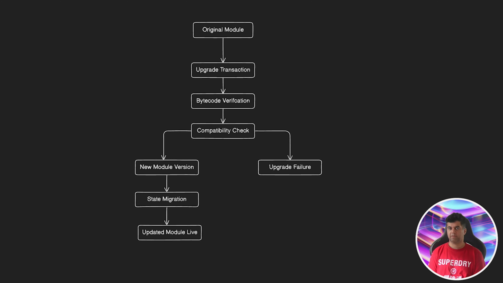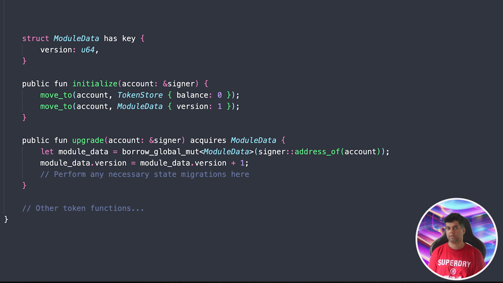First off, Aptos performs a compatibility check. It ensures that your new module version doesn't break existing data structures or remove public functions that other modules might be relying on. This is crucial for maintaining the integrity of the blockchain state. Let's look at an example of how you might structure an upgradable contract. The structure allows for future upgrades while maintaining backward compatibility. The module data resource keeps track of the current version, which can be used for managing state migrations across upgrades.